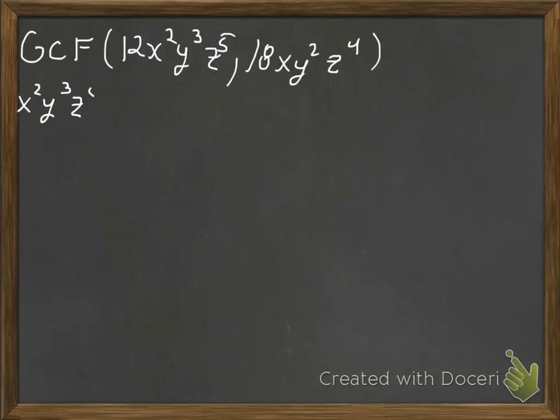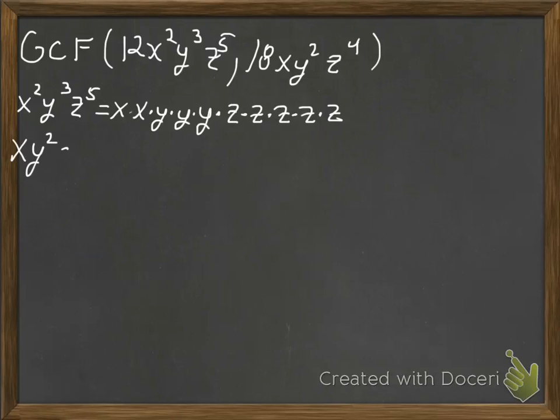Here's the long way. So x squared is x times x. Y cubed is y, z to the 5th is z, z, z, z, z. And if we do the other one, we have the xy squared z to the 4th, so that's going to be x, y, y, z, z, z, z. Okay? So we want to be efficient. We don't want to spend all this time writing this out every time.